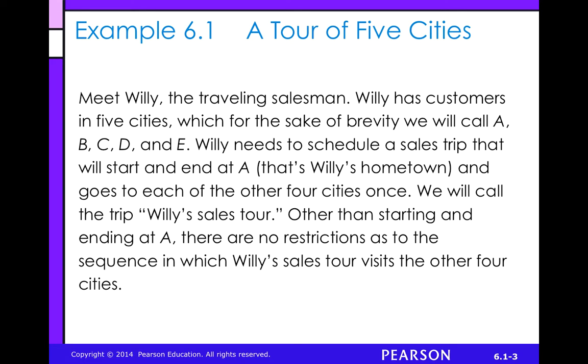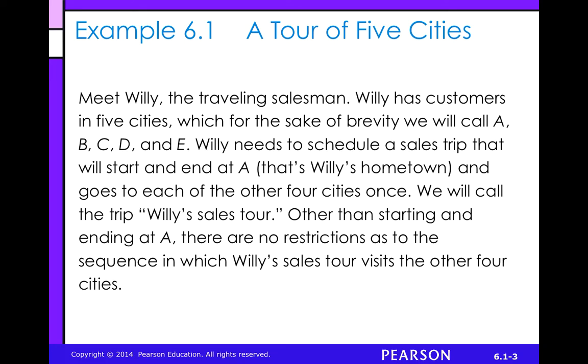So we have a traveling salesman named Willie. Willie has customers in 5 cities, which we'll label A, B, C, D, and E. What Willie needs to do is schedule a sales trip that will start and end at A, because that's where he's from, and goes to each of the other 4 cities once. So he needs to plan some sort of route, a travel path, and in this travel path, he needs to hit each city exactly once. He doesn't want to revisit a city because he's already sold things there.